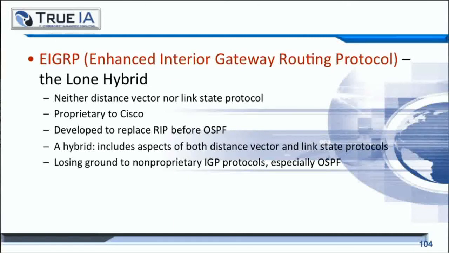Now, I did say that there were only two. However, there is a third that you should know about. EIGRP, Enhanced Interior Gateway Routing Protocol. It is Cisco proprietary, so you have to be using Cisco gear to do it. But it really doesn't fit in either category. It's neither distance vector nor link state. It's really a hybrid of the two. It was developed to replace RIP and was introduced before OSPF.